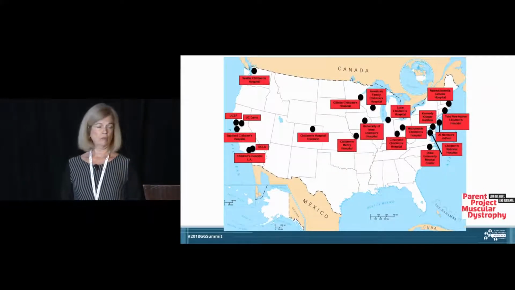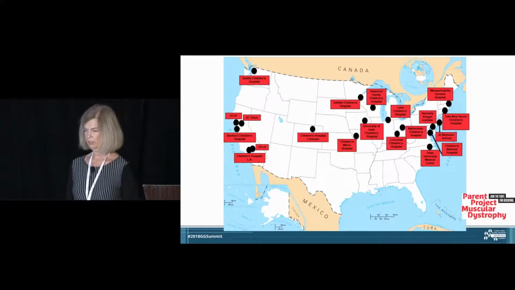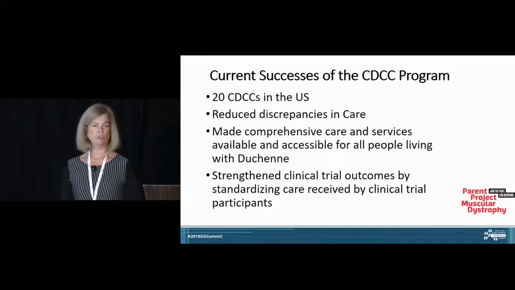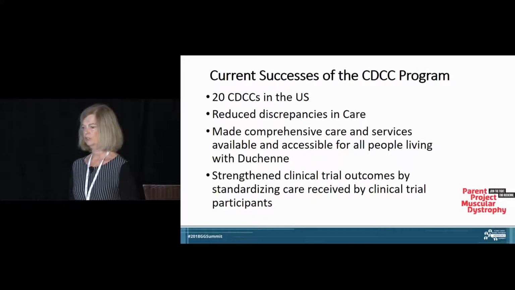So this is our current map. This is what we've done, and I can't believe we've done this since 2014, which has been quite an undertaking, but we're very proud of this. Again, the goal was to reduce discrepancies in care, and I'm very proud to say that the care provided at all 20 of our certified Duchenne care centers is harmonized and in agreement with the care guidelines. We have made comprehensive care and services much more available to people living with Duchenne.